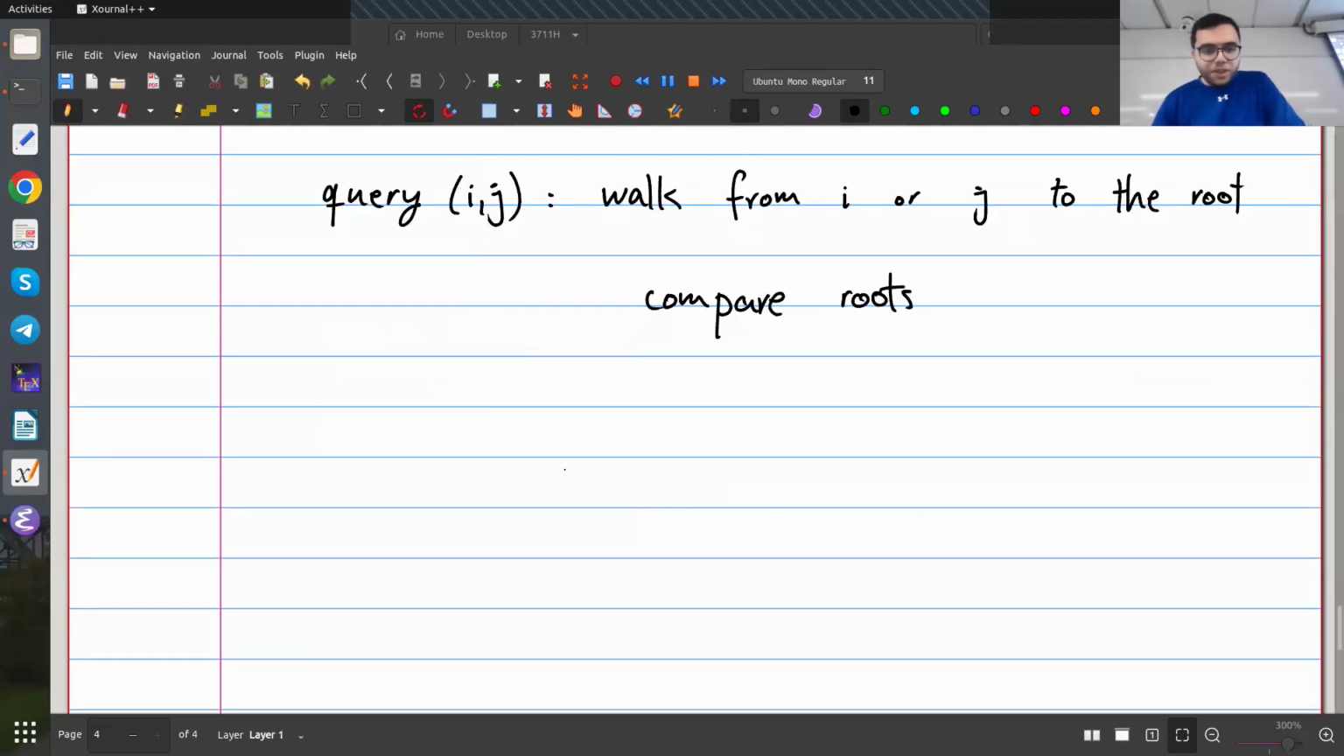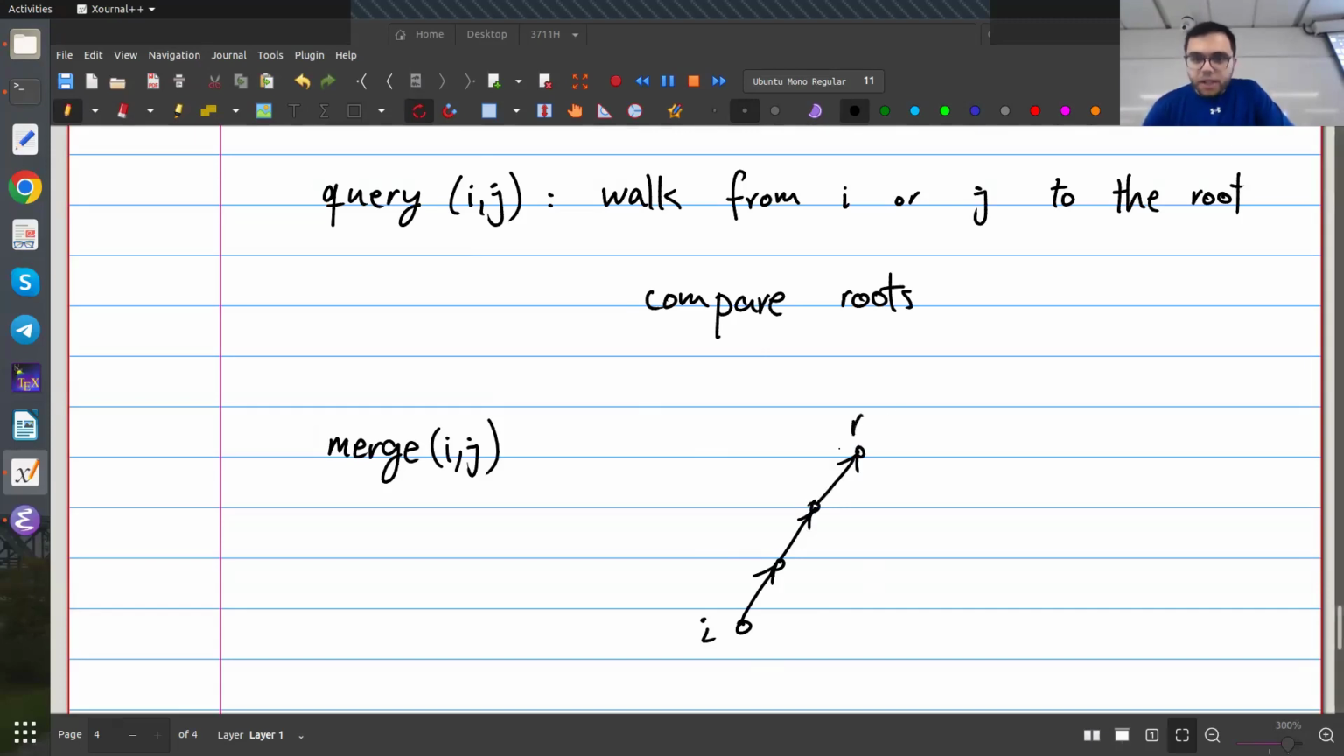Now, if I want to add an edge from i to j, or if I want to merge the sets containing i and j, again, I can do something similar. I can start at vertex i, and I can keep going to its parent until I get to the root. Let's call this R. So I start from i, keep going up until I get to the root. And I do the same thing from vertex j. So I start from j, I keep going up until I reach a root. Now, if I reach the same root, well, they were already in the same set, so I don't need to merge anything. And this is basically also how my query works.